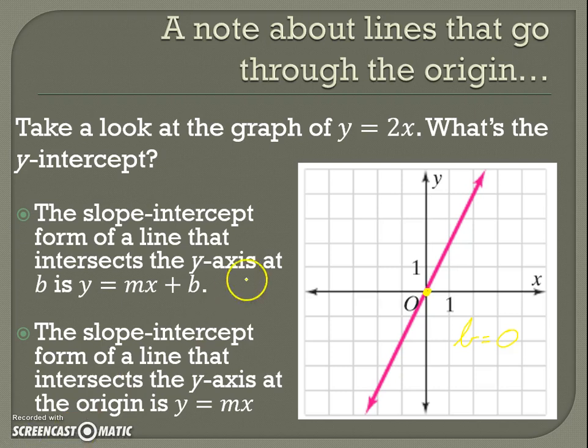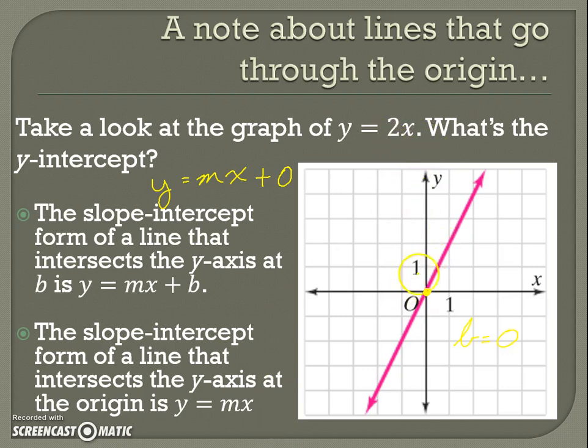So here's an important idea. Make sure you copy this in your notes: the slope-intercept form of a line that intersects the y-axis at b is y equals mx plus b. The slope-intercept form of a line that intersects the y-axis at the origin is y equals mx. The reason is, if I were to write this out, I'd have y equals mx plus the y-intercept, which here would be 0. Well, if I add 0 to anything, it's itself. So if the y-intercept is 0, it's just not necessary to write it. So it's just y equals mx.